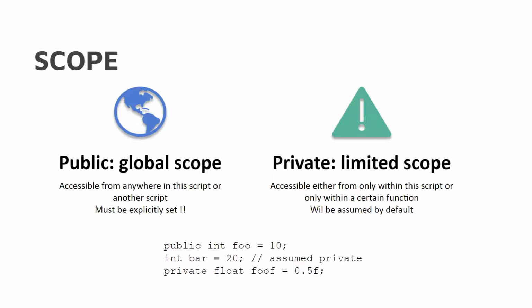So public is accessible from anywhere in this script or another script, and it must be explicitly set, whereas private is accessible only from within the script or within a certain function and is assumed by default. So if you don't say something is public, it will be private, right? So it'll be hidden by default.